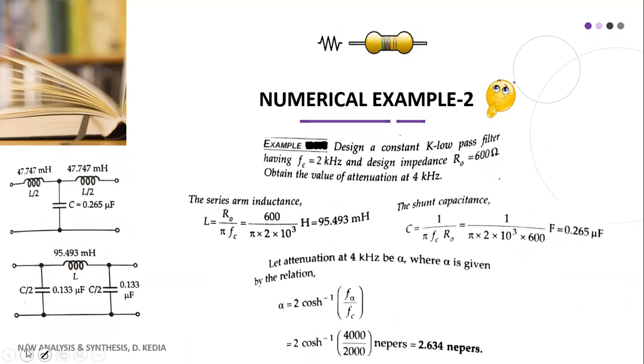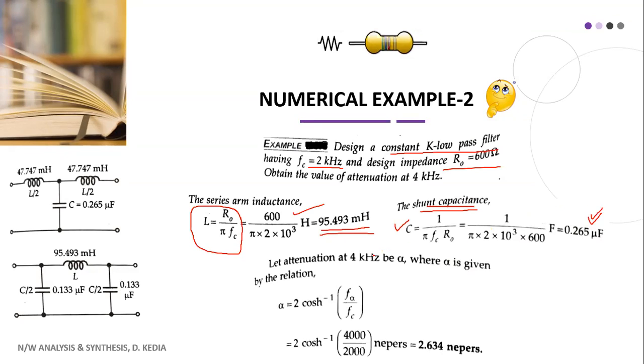So next we have a second numerical example. Fine. So here we have to do the reverse thing. Now we have to design a low pass filter, and we are given R naught and cutoff frequency. So we have to design a constant K low pass filter. Cutoff frequency is given, design impedance is given. So we will apply the formula for L, which is R naught by pi Fc. We substitute all the values and we get the value of L as this one. Then we need to find out shunt capacitance, for which the formula that we derived is C equal to 1 by pi Fc R naught. If we substitute, we get this value of our shunt capacitance.